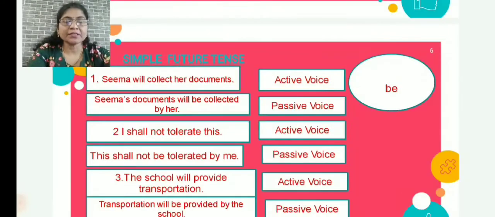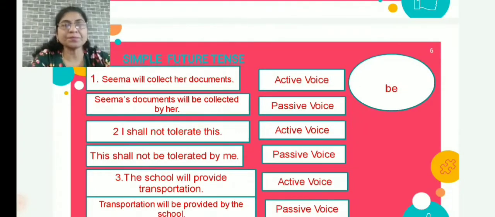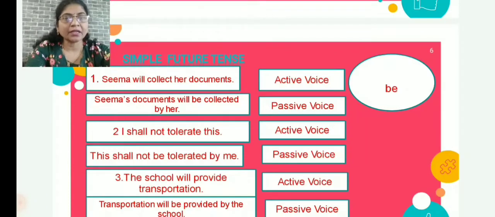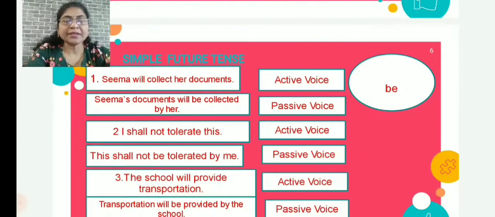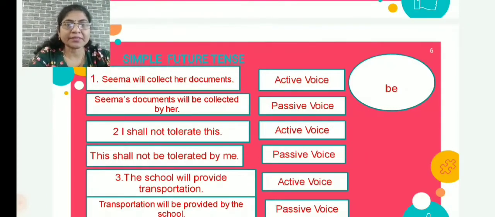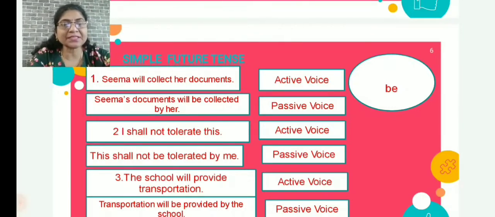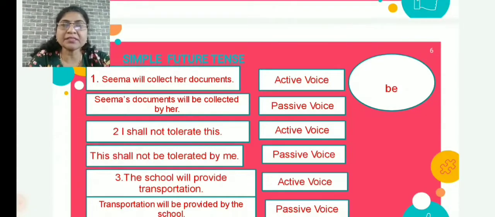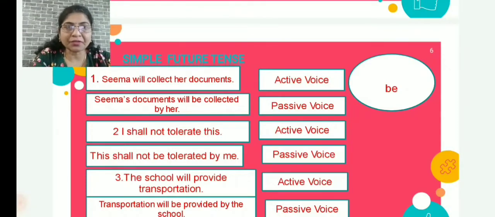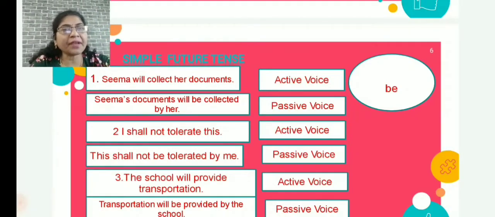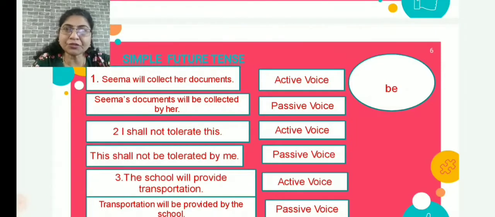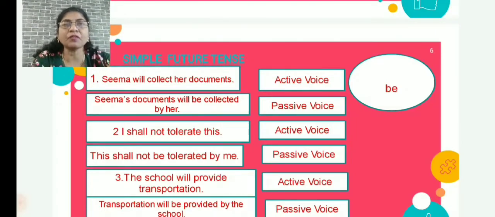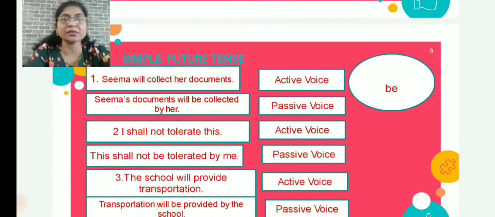Now the third one is simple future tense. Now you see the example: Seema will collect her documents. In simple present tense and simple past tense, we have studied that it doesn't contain a supportive verb. But here in simple future tense, the word will is a supportive verb. That means we already have a supportive verb here. So when we change into passive voice, there is no need to search for any supportive verb.